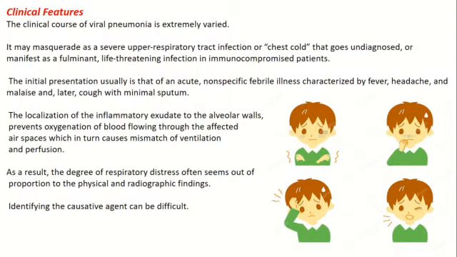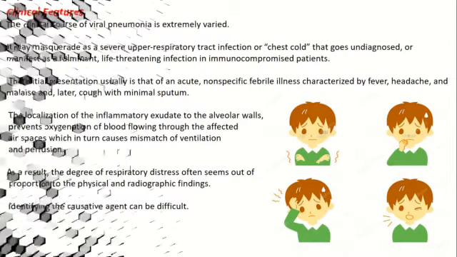cough with minimal sputum. The localization of the inflammatory exudate to the alveolar walls prevents oxygenation of blood flowing through the affected air spaces, which in turn causes mismatch of ventilation and perfusion. As a result, the degree of respiratory distress often seems out of proportion to the physical and radiographic findings. Identifying the causative agent can be difficult.